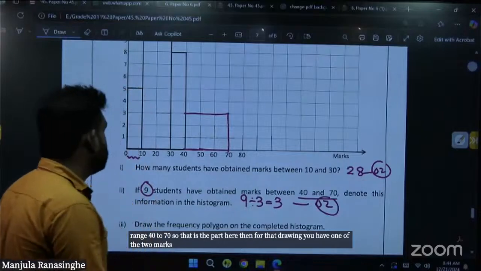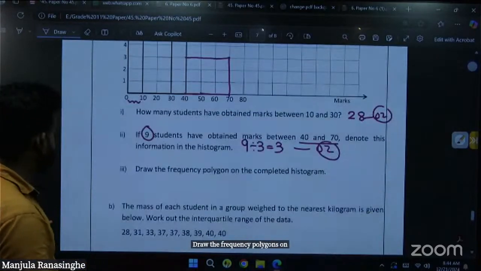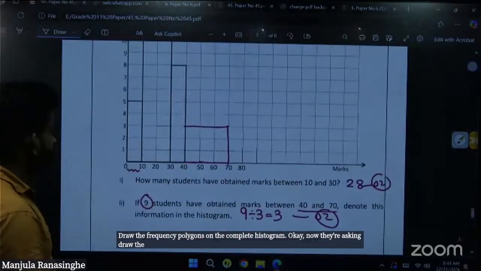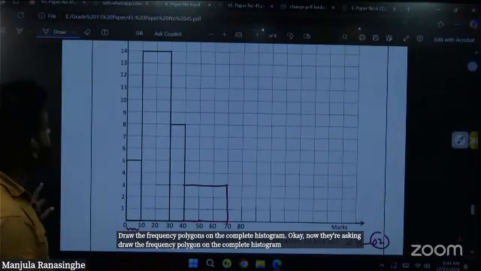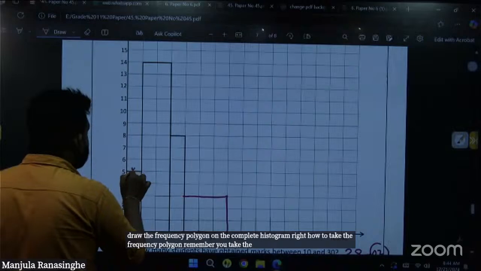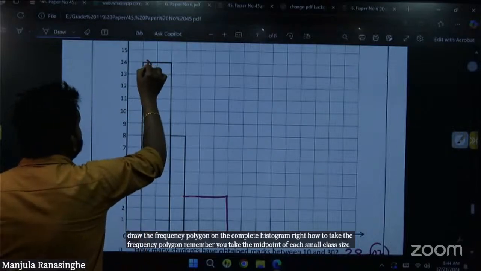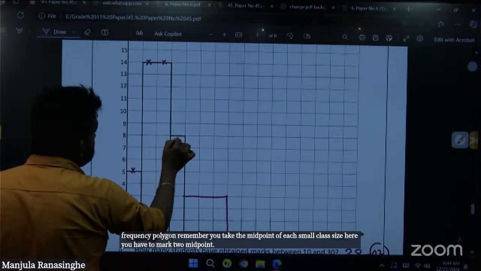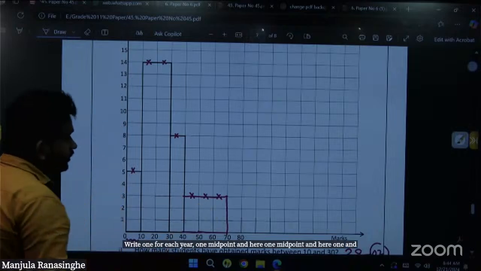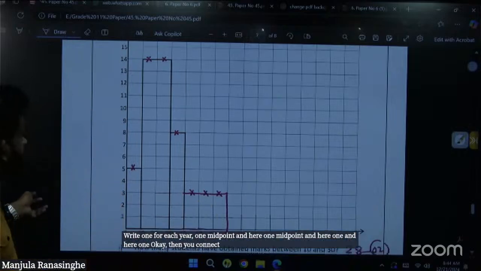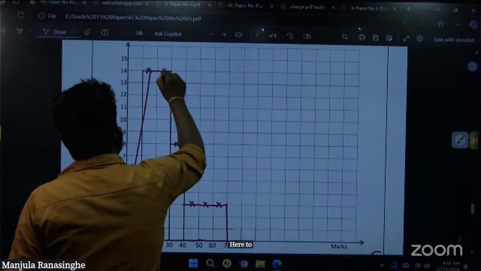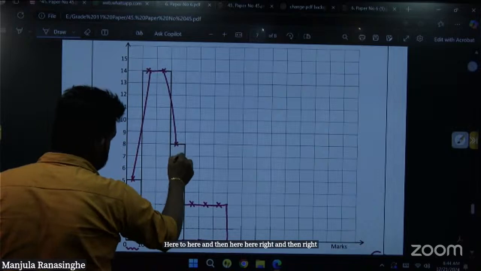Draw the frequency polygon on the complete histogram. Now they're asking to draw the frequency polygon on the complete histogram, right? How to draw the frequency polygon? Remember, you take the midpoint of each class. Here you have to mark the midpoints, one for each: here one midpoint, here one, and here one. Then you connect these points together, here to here, and then here, and then here.